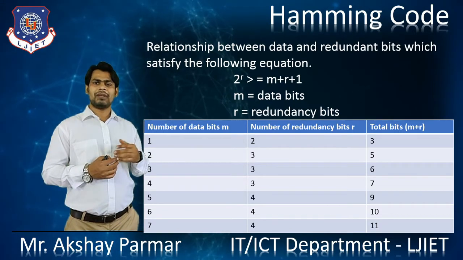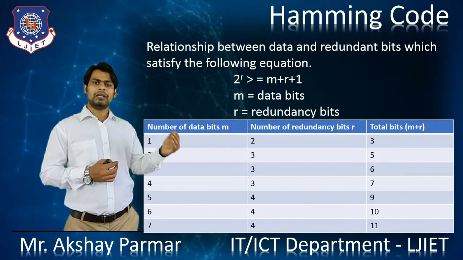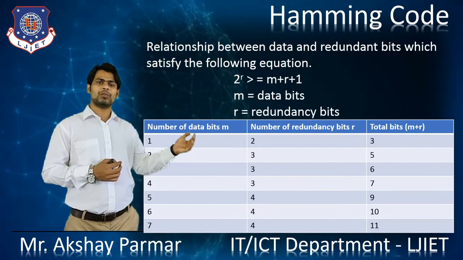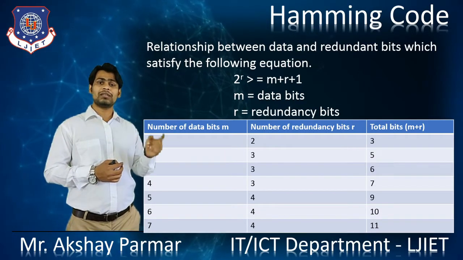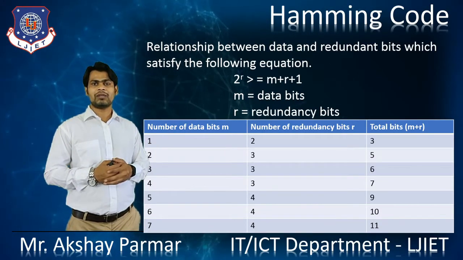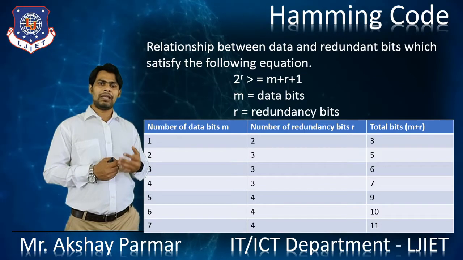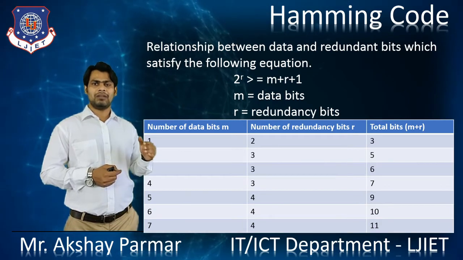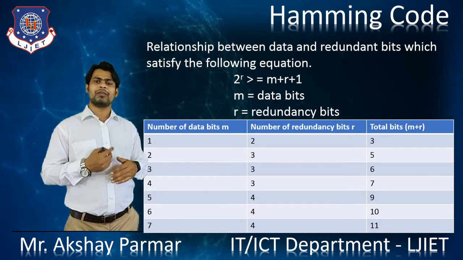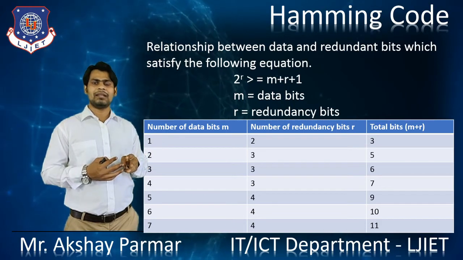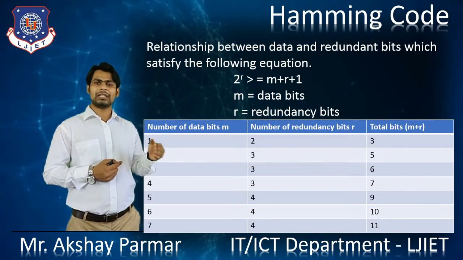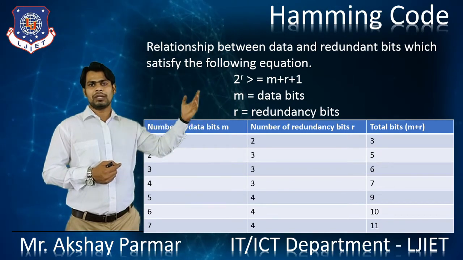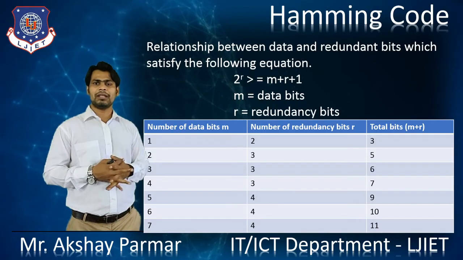Likewise, the number of data bits is 3 and the redundant bits is 3. So 3 plus 3 is equal to 6, right? So 6 plus 1 is 7. So 2 raised to 3 is equal to 8. So it is satisfying that equation, right? So we can have the redundant bits as 3 only. Likewise, if the number of data bits is 4, we can set the redundant bits as 3, right? So 4 plus 3 is equal to 7, plus 1 is equal to 8, which is equal to 2 raised to 3, 8. 8 is equal to 8, so it is satisfying the condition.